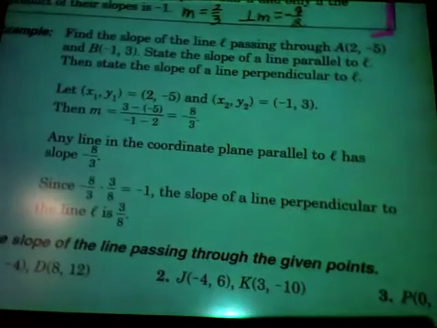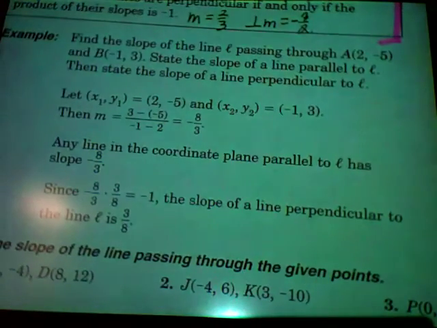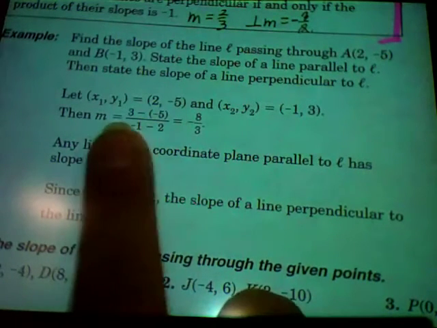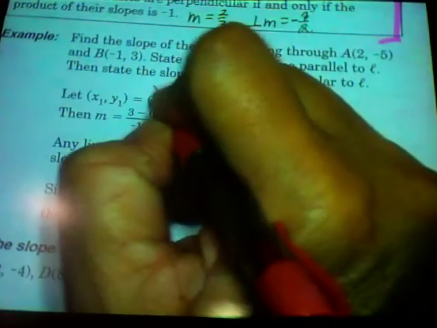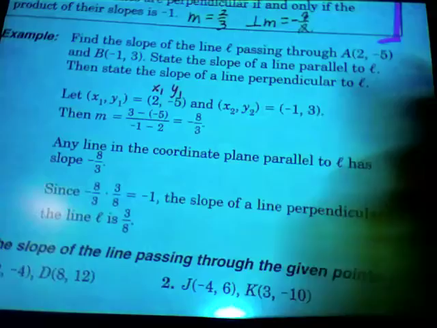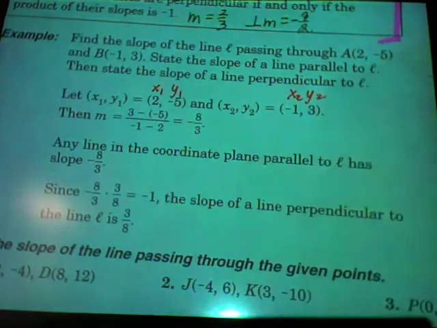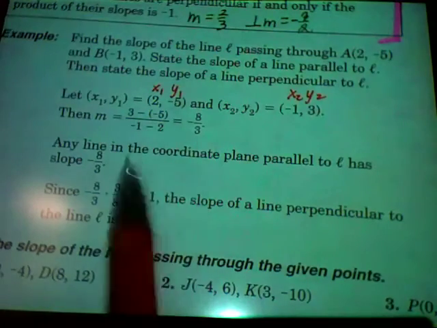So then there's a little example here, so this will suffice for your notes, and then we're going to do a couple of problems. So here they say, find the slope of the line L that passes through 2 points, state the slope of the line that's parallel, and then state the slope of the line that is perpendicular. So they've gone through, and if I were you, I would label this right next to it, x sub 1, y sub 1, and then x sub 2, y sub 2. Doesn't matter which is point 1 and which is point 2. But you want to make sure that you're putting them in the formula correctly.